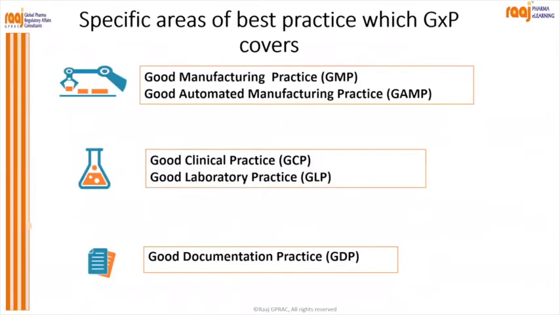So in short, the GxP covers good manufacturing practices, good automated manufacturing practices, that is GAMP, then good clinical practices, GCP, good laboratory practices, GLP, and the good documentation practices, that is GDP. So GDP is a common term used for good distribution practices as well, and some people call it GDocP, like good documentation practice.